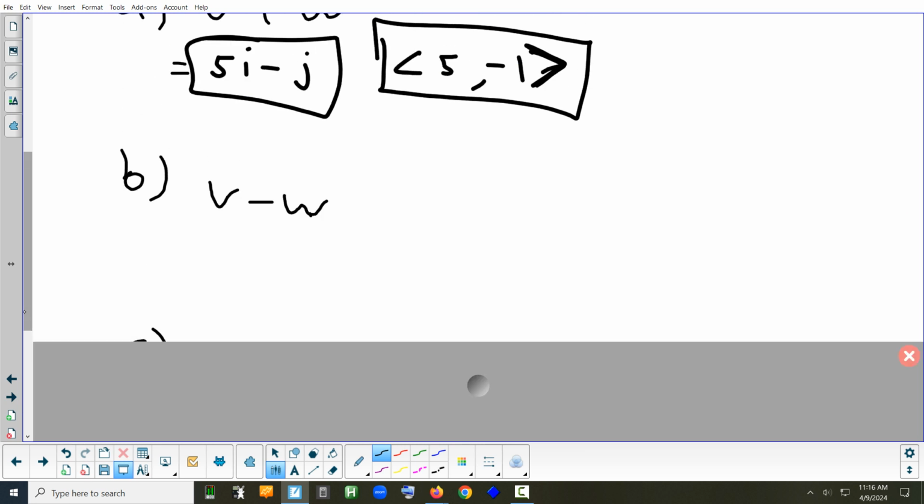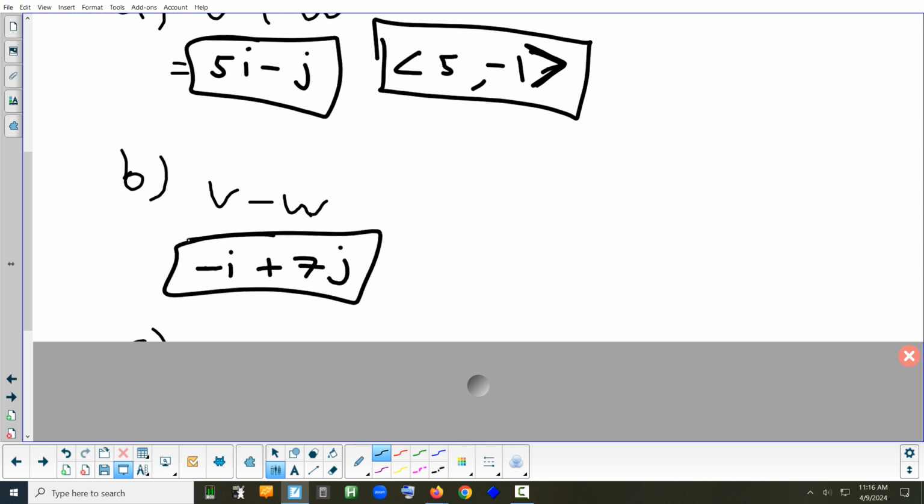V minus w. For, in the bracket form or the i and j form? Unit vector. No, i and j. So that would be -i, 7j. What's the sign in the middle? Oh, plus of j. You gotta have the plus there. So -i plus 7j.